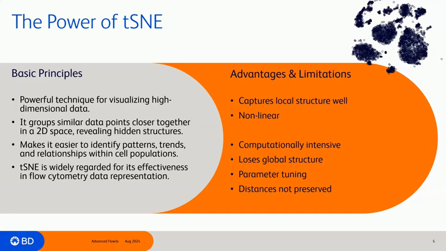Additionally, t-SNE is also sensitive to parameter choices, such as perplexity and learning rate, right? Those tunable parameters that you see if you initiate t-SNE in FlowJo. So fine-tuning of those parameters can be tricky, and it might require multiple iterations.